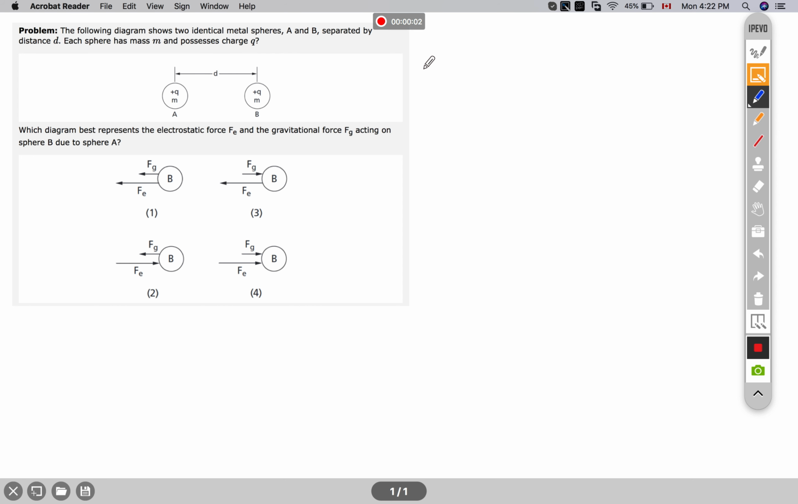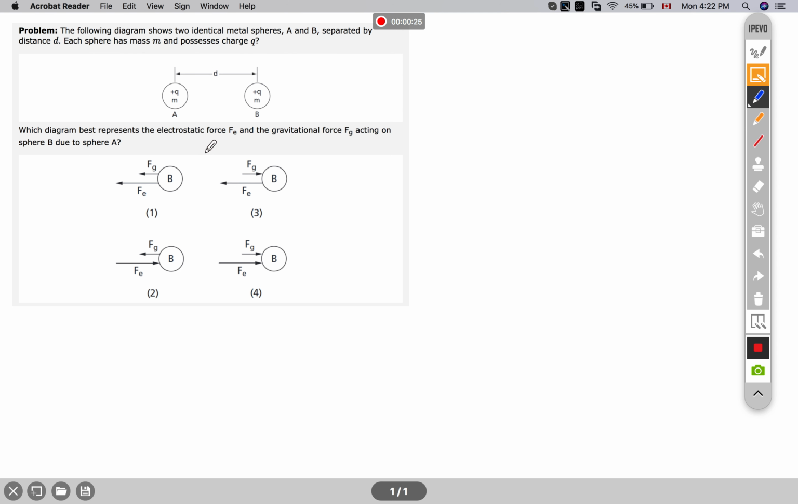Hello everyone. The following diagram shows two identical metal spheres A and B separated by distance d. Each sphere has mass m and possesses charge q. Which diagram best represents electrostatic force Fe and the gravitational force Fg acting on sphere B due to sphere A?